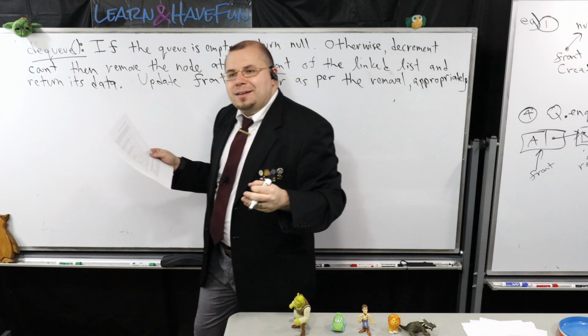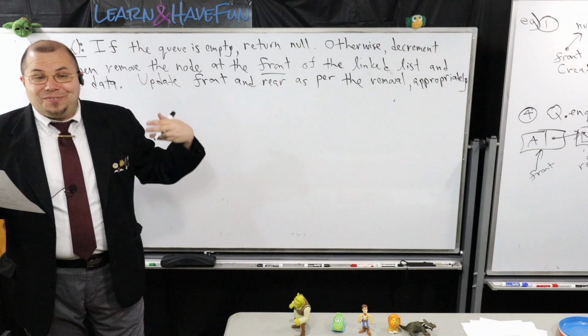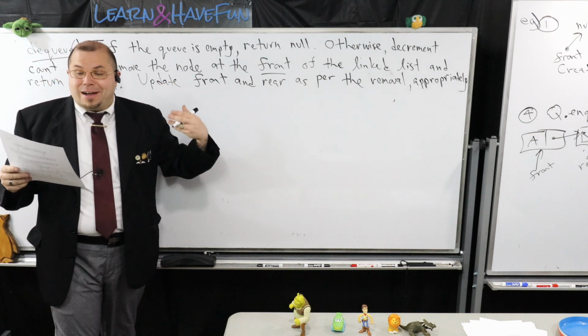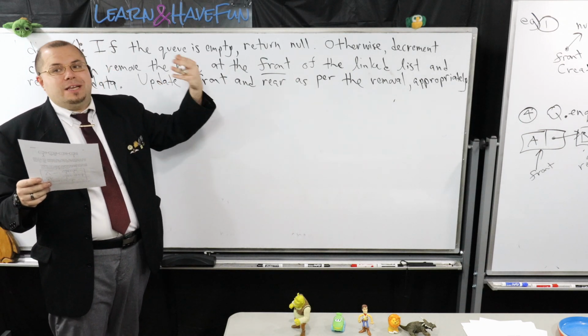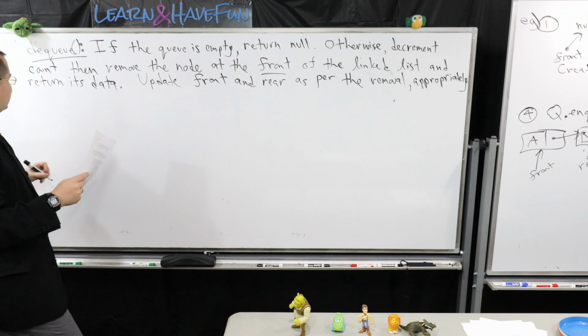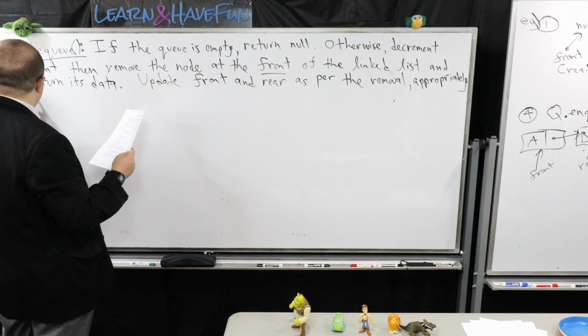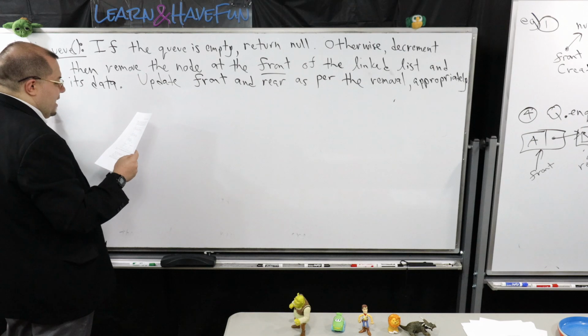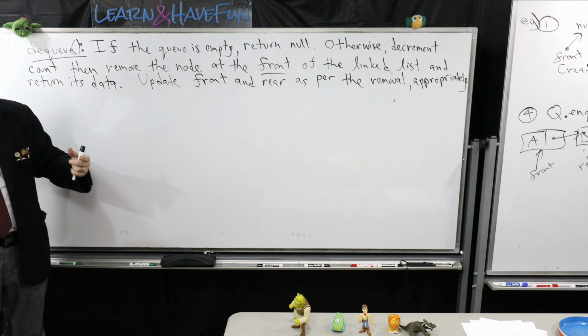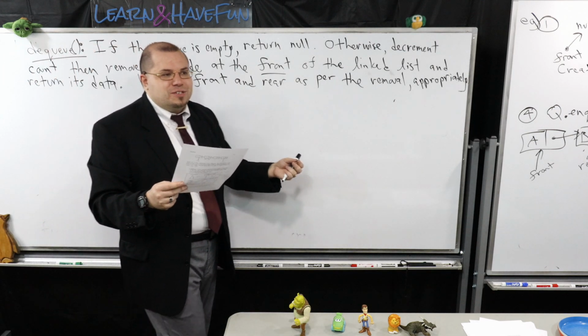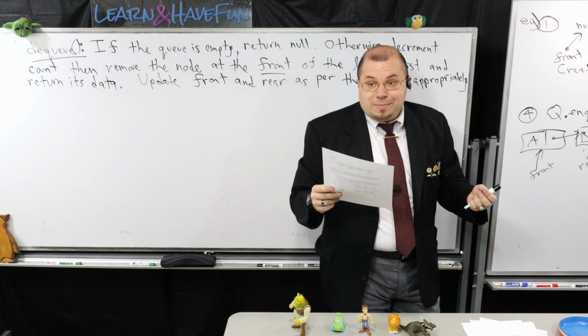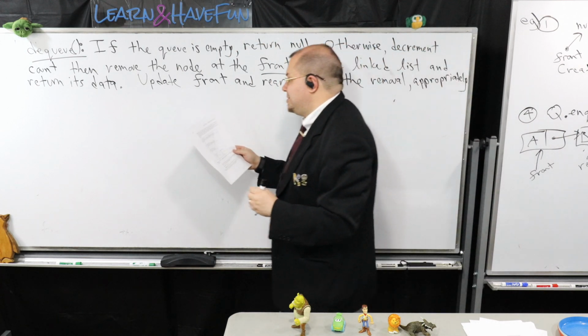So again, like I said, if the queue becomes empty, you need to update front and rear to be null, right? So just ensure that this is the case. So you don't have to explicitly do it. It may actually be implicit in one of the steps you do, but you most certainly will have to make sure that they're updated appropriately. So just be mindful of this.